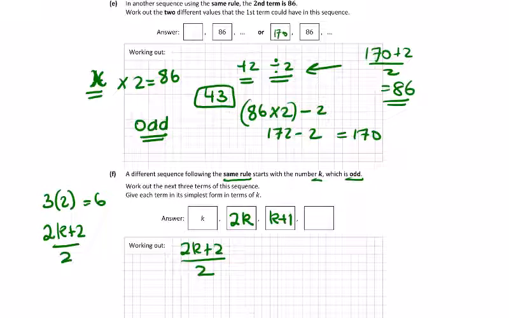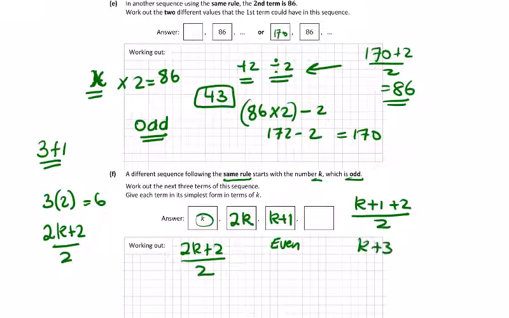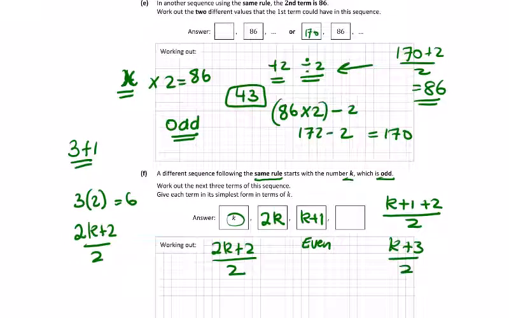And any number plus 1, if it's odd, is going to be even, isn't it? So we started with k, so we add 1 to an odd number. 3 plus 1 is 4, exactly. This one is going to be even. So then what we have to do is we have to say k plus 1. We add 2 when it's even and divide by 2. So it's going to be k plus 3 over 2 for the fourth term. k plus 3 over 2. So just try and keep to your rules and follow your rules. Don't worry about what k is or any unknowns within these questions.